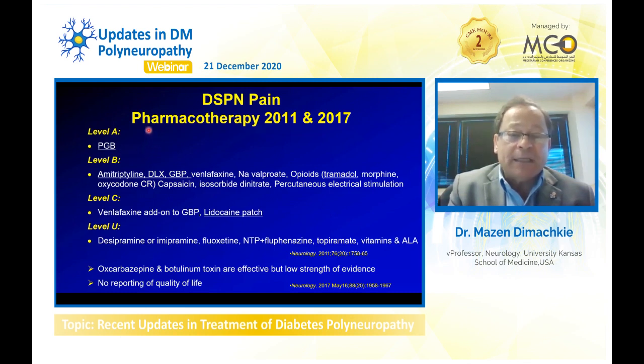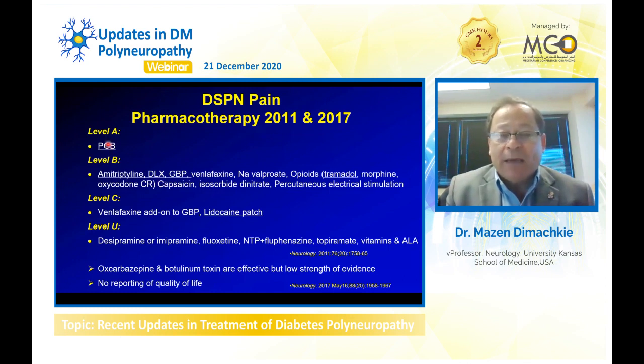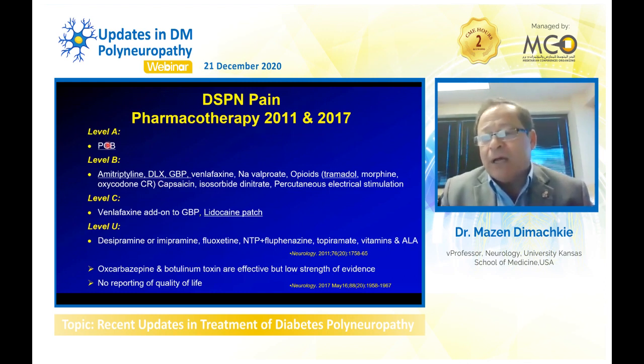It shows that level A and level B in my mind are the same group. Strong evidence that pregabalin, PGB stands for pregabalin. I apologize for the abbreviations. Amitriptyline, a tricyclic antidepressant, amitriptyline. DLX stands for duloxetine. Gabapentin, venlafaxine, sodium valproate, tramadol. They have morphine or oxycodone CR. I'm not a big fan, as I indicated earlier. Capsaicin, isosorbide dinitrate spray, percutaneous electrical stimulation, all have good evidence for modulating pain.